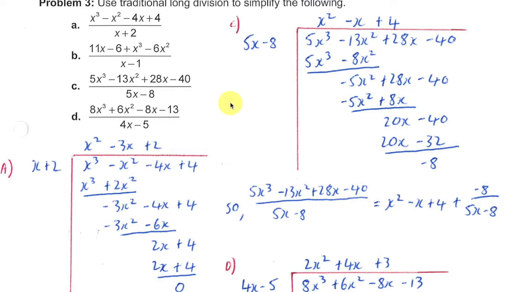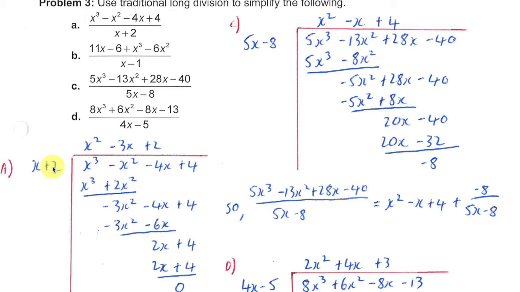Okay, so let's look at A. I've got this cubic divided by that divisor x plus 2. So I begin by setting up a red grid like so. Next, I'll place in the x cubed take x squared take 4x plus 4, so it's a top line of my fraction, and I place a divisor here.